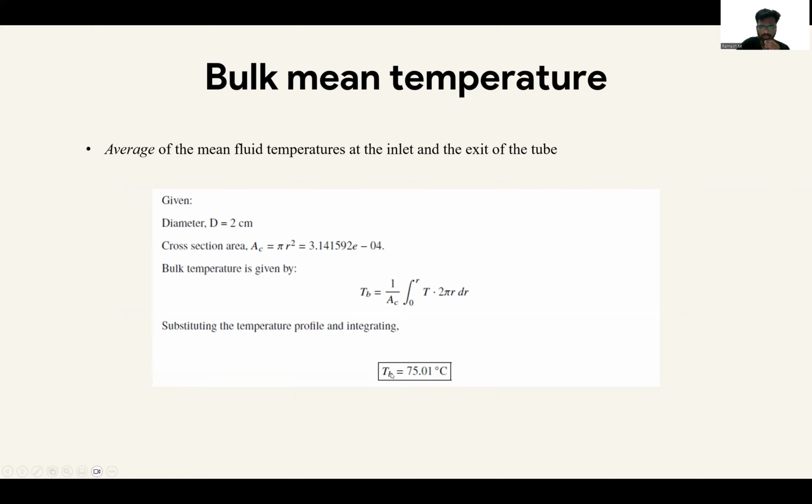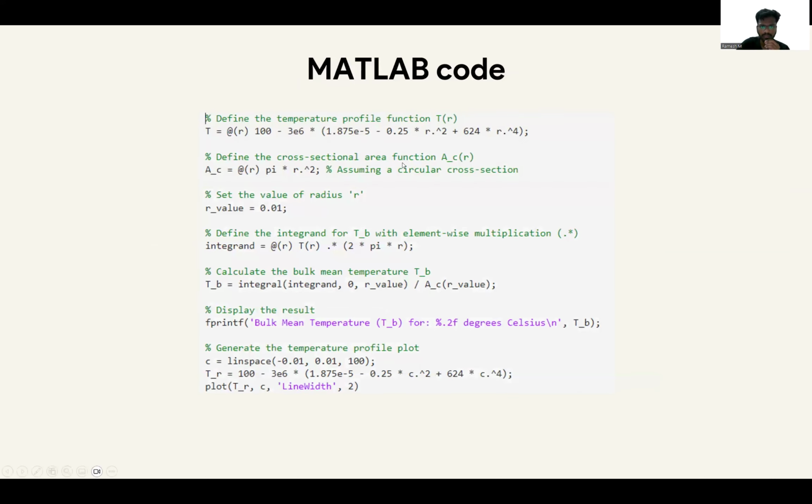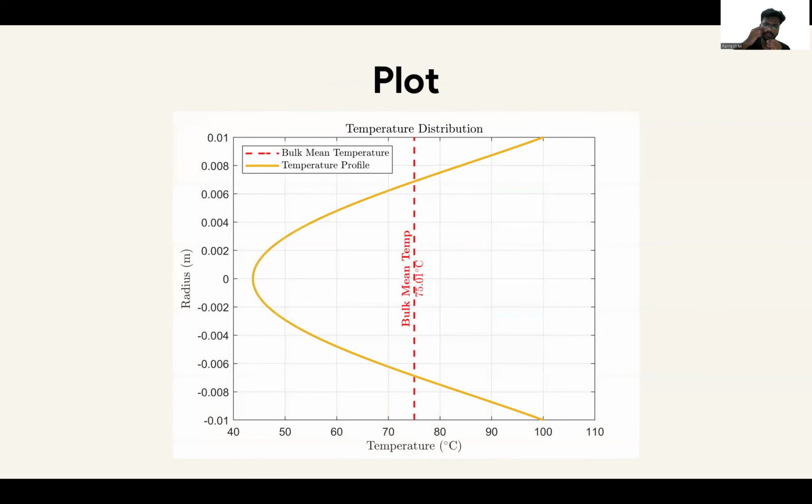It is found that the bulk mean temperature for this problem is 75.01 degrees Celsius. I coded this integral in MATLAB to verify the answer, and it also gave the same value, 75.01 degrees Celsius. I have also plotted the same problem. This orange line is the temperature profile, which we have seen in our theoretical value as well.